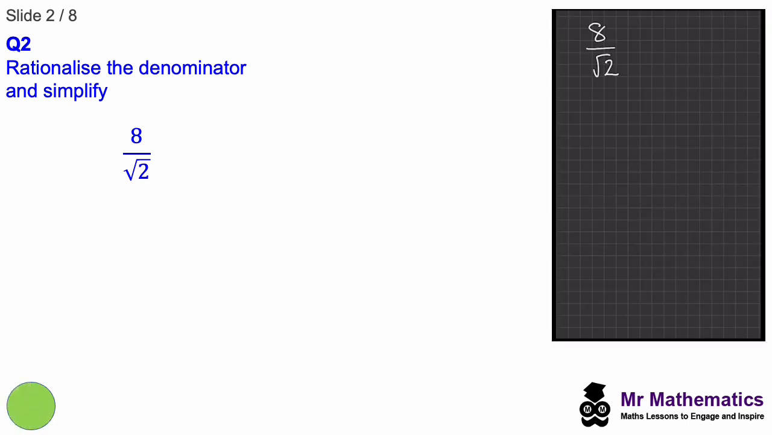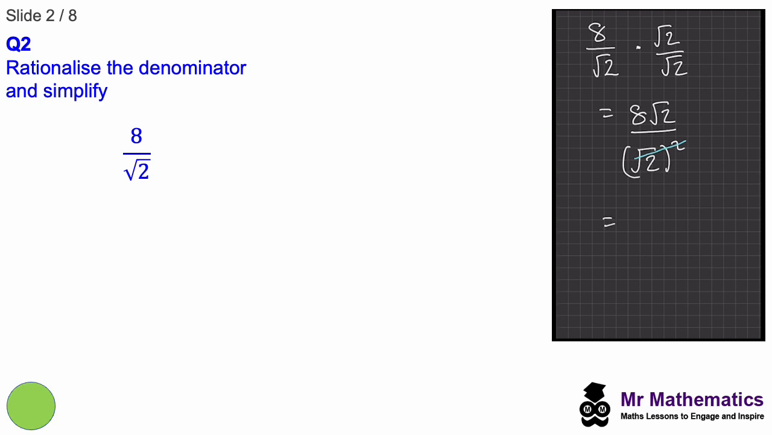To rationalise this denominator, we need to cancel out this root 2. And we can do this by multiplying both the numerator and denominator by root 2. So now we have 8 root 2 over root 2 multiplied by itself, which is root 2 squared. And the square root and the square will cancel, so this root 2 becomes rational.